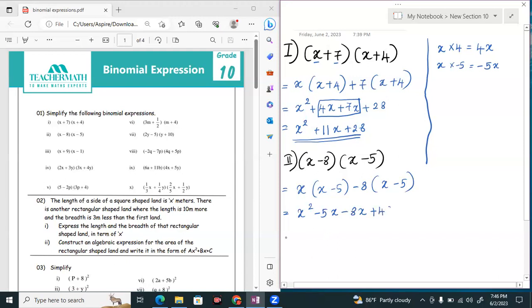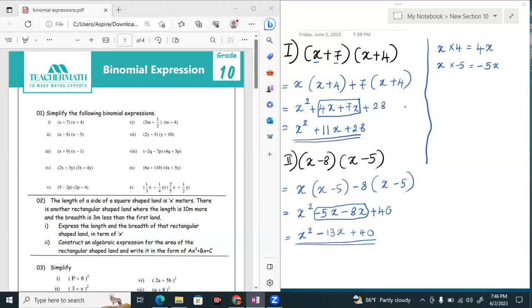Here you can see, when we have same sign numbers together, we add them and include the same sign. 5 plus 8, it is 13. 13x plus 40. Then this is the answer. Good. Tani has got the answer. Very good.